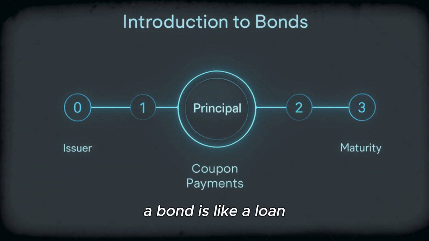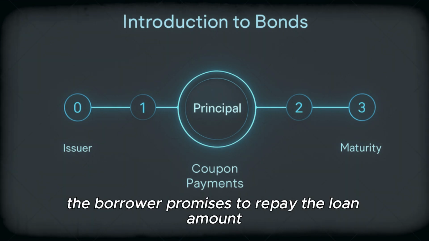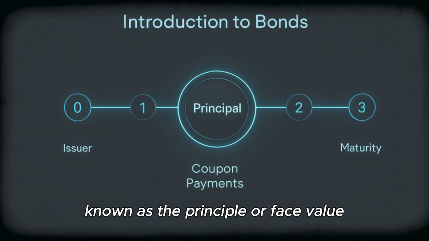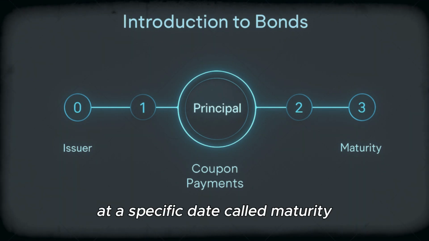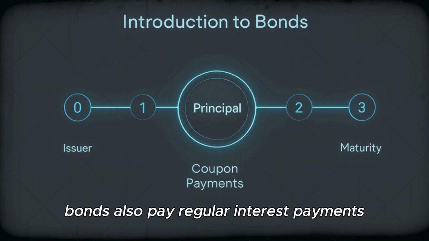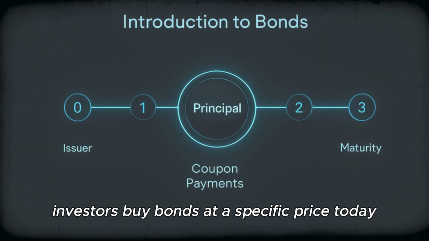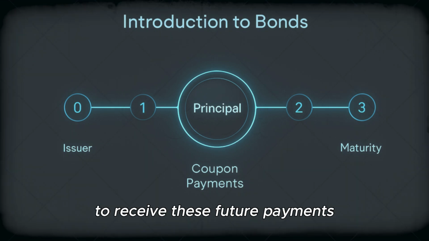A bond is like a loan you provide to a corporation or government. The borrower promises to repay the loan amount, known as the principal or face value, at a specific date called maturity. Bonds also pay regular interest payments known as coupons throughout their lifetime. Investors buy bonds at a specific price today to receive these future payments.